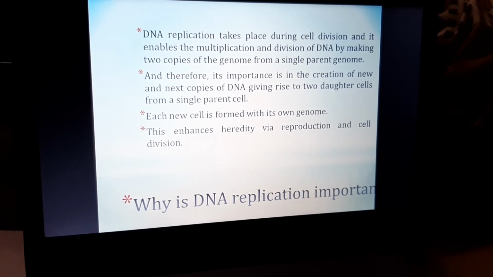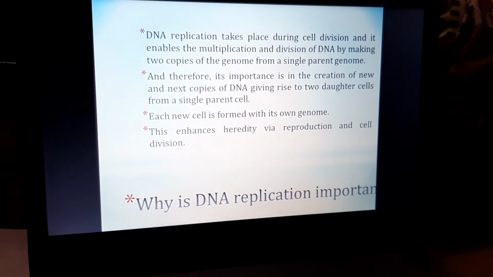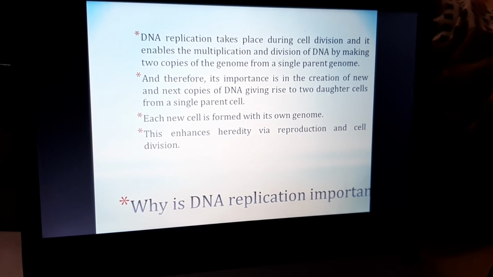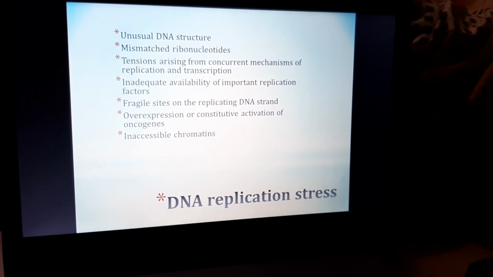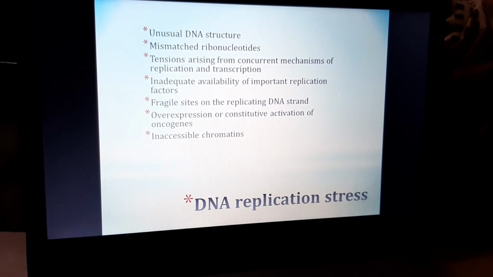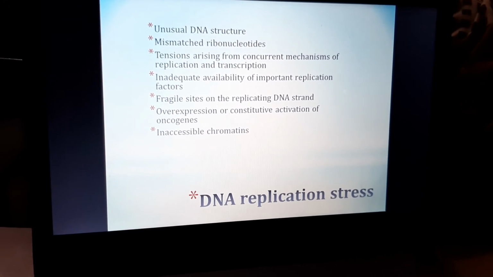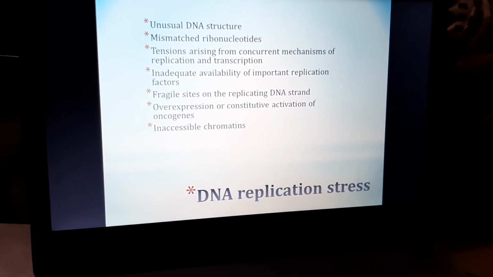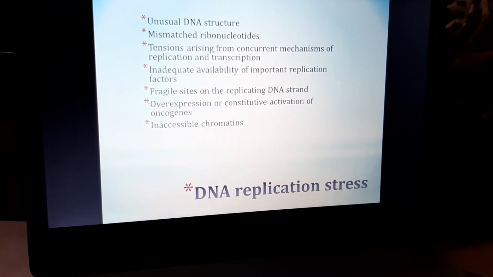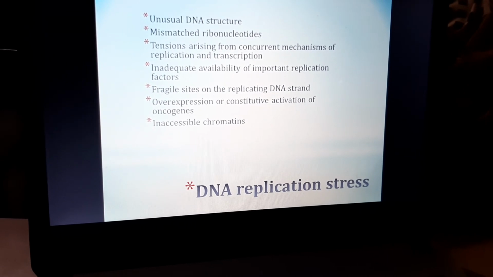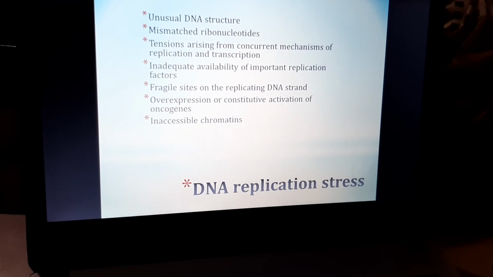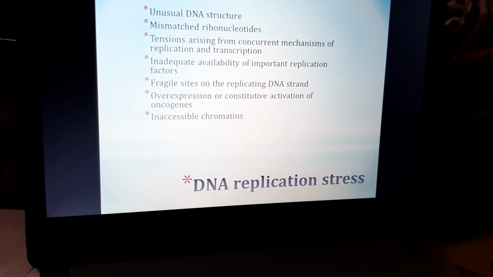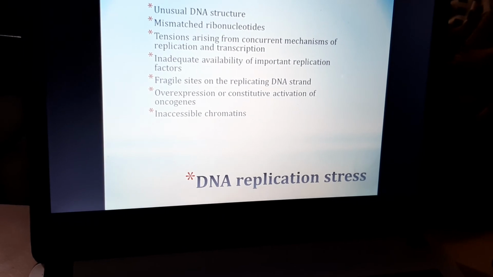Through DNA replication, each new cell is formed with its own new genome, which ensures heredity via reproduction and cell division. DNA replication stress arises from unusual DNA structures, mismatched ribonucleotides, tensions arising from the concurrent mechanisms of replication and transcription, inadequate availability of important replication factors, fragile sites of the replicating DNA strand, and overexpression or constitutive activation of oncogenes in accessible chromatin.